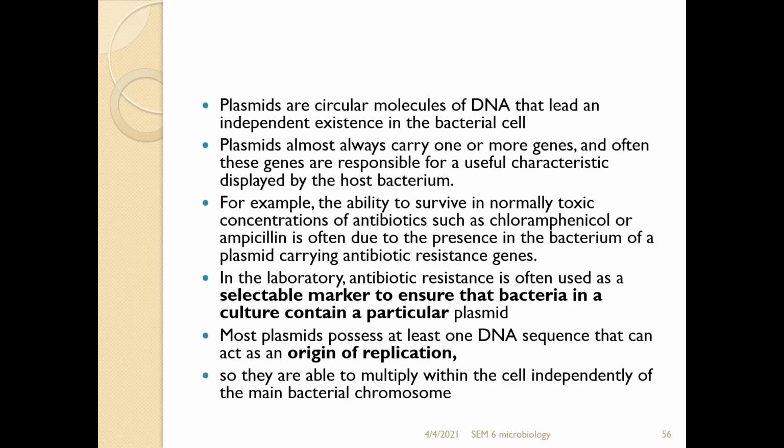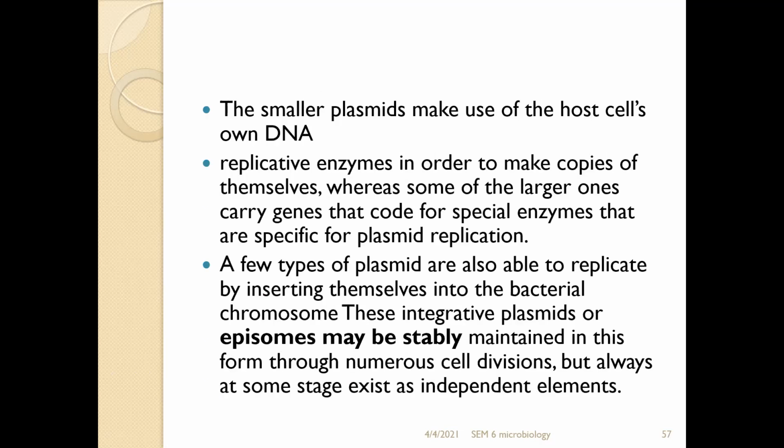In a laboratory, antibiotic resistance is useful as a selectable marker to ensure whether the bacteria in a culture contain a particular plasmid or not. Means they are markers, like the markers we use for the identification of certain things. In the same way, in these plasmids, they are useful as markers. Most plasmids possess an origin of replication, so they replicate independently in a cell.